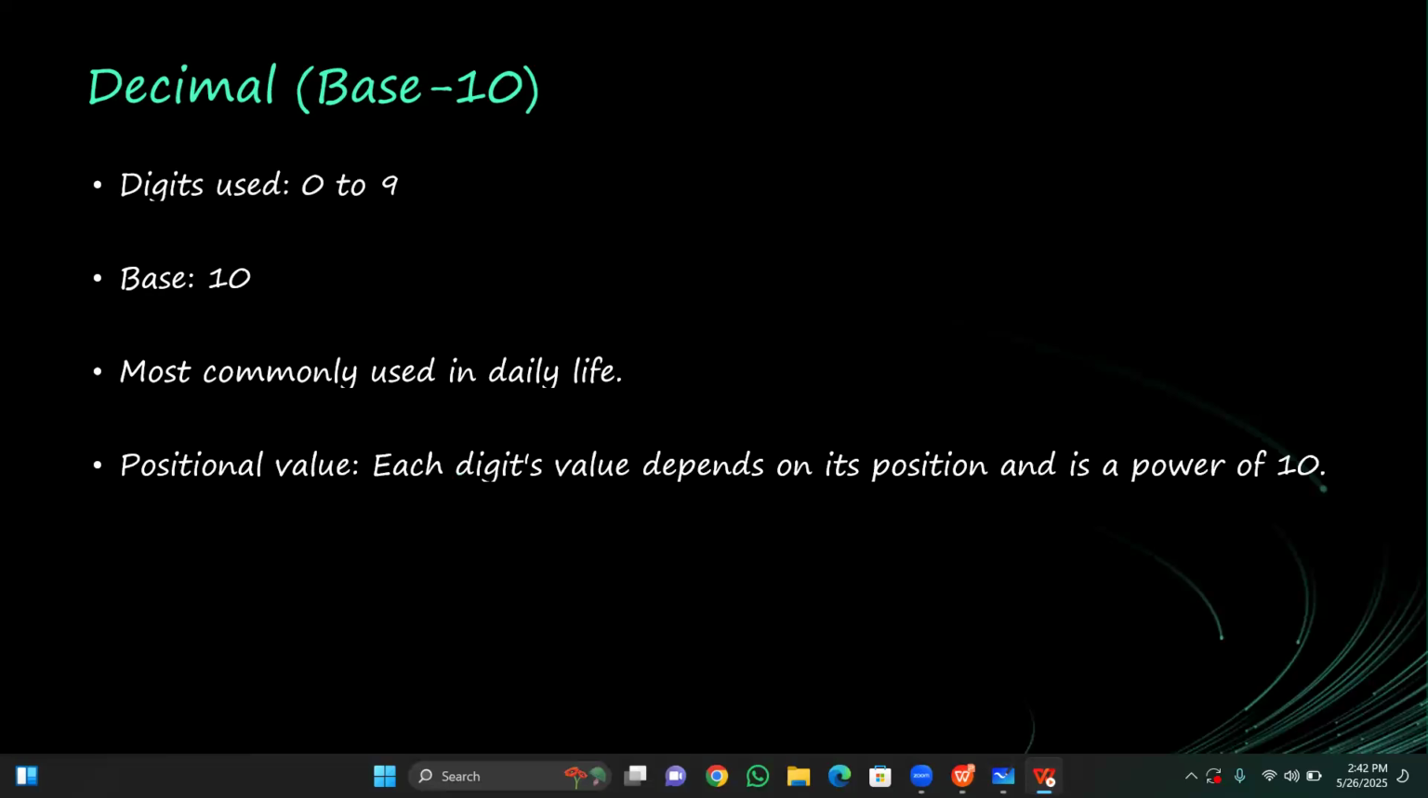Now there's something you also have to pay attention to, positional value. Each digit's value depends on its position and is a power of 10. Whether it is decimal, binary, hexadecimal or octal, every digit in a particular number has what we call positional value. Now, let me show you. I'm going to bring up my board.